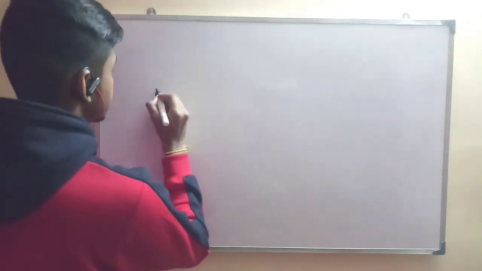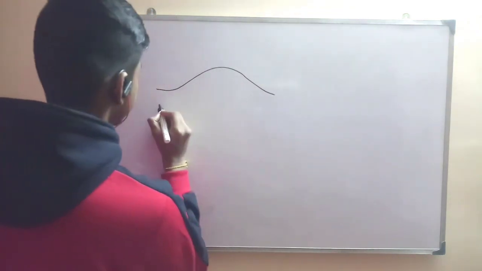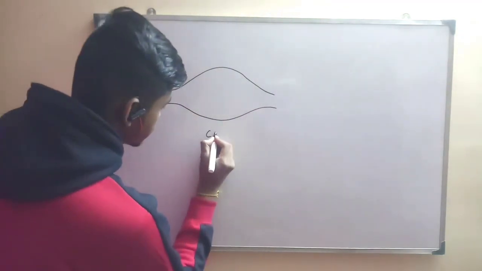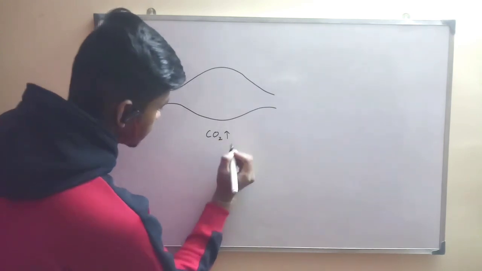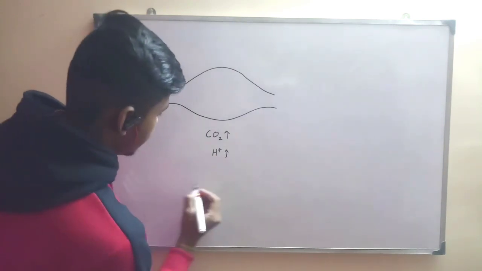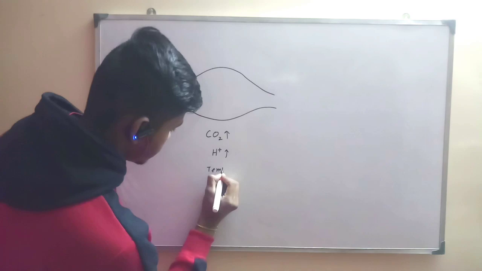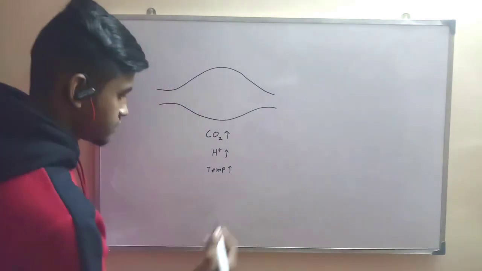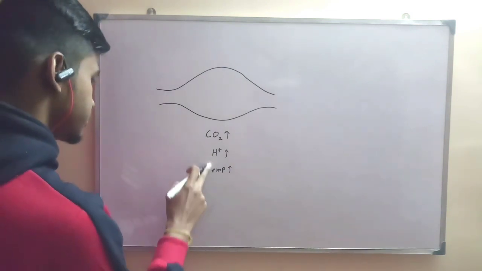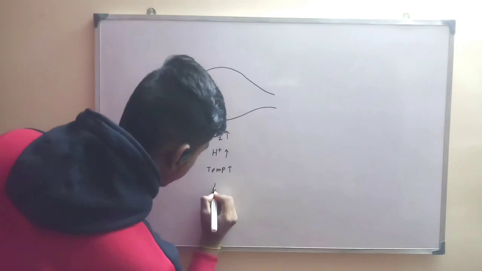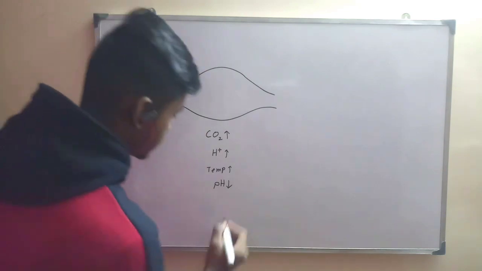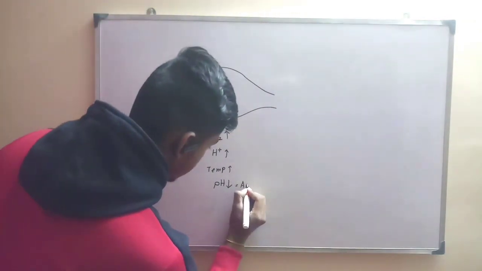Suppose it is a muscle cell. Due to the muscle contraction, the CO2 level, the carbon dioxide level, becomes increased, the hydrogen ion concentration becomes increased, and temperature also increases. Due to these increases, the pH of this blood plasma decreases, and it becomes acidic.